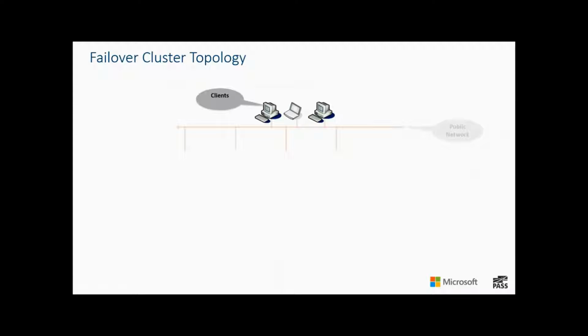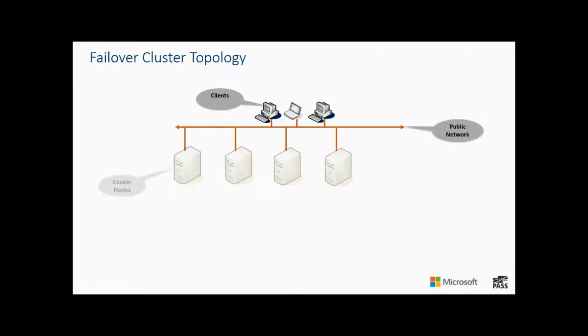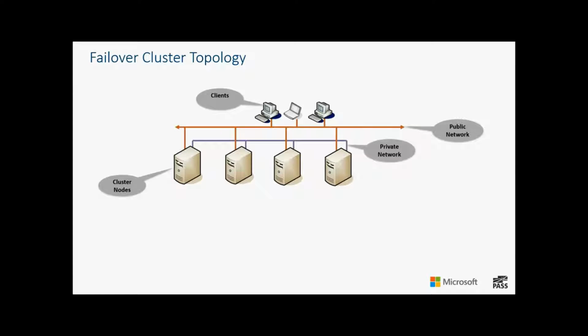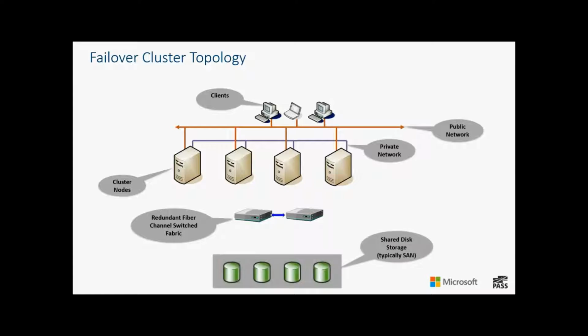So we start with our clients. We have a public network. We have our clustered nodes, 1, 2, or more. And we have a private network to communicate between the private nodes. And where is the storage infrastructure? Well, we have redundant switches. We have inter-switch communication. We have storage, typically on a SAN. We have fiber between the clustered nodes and the switches. We have redundant fiber and more redundant fiber.